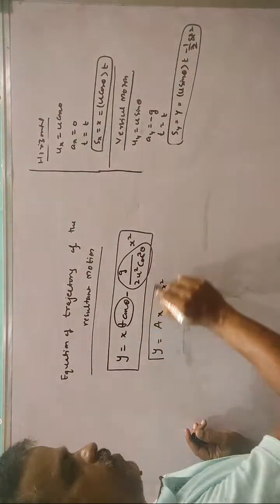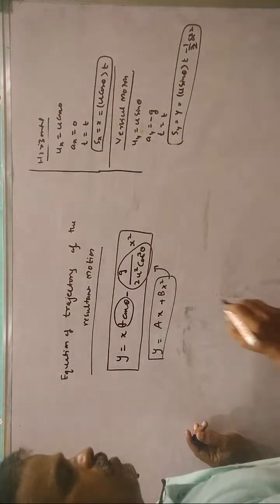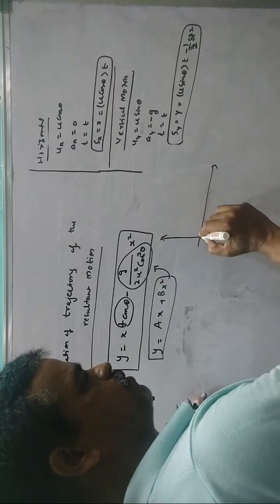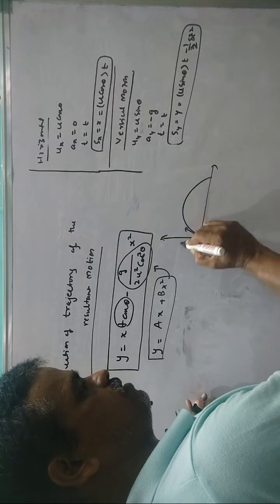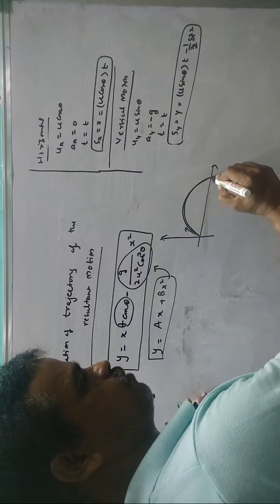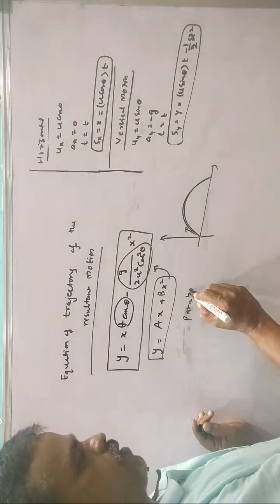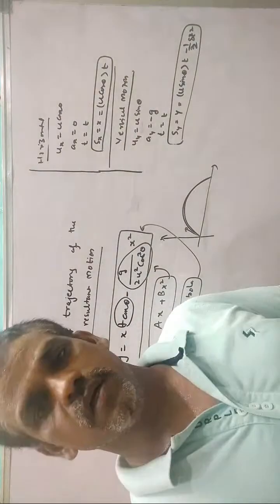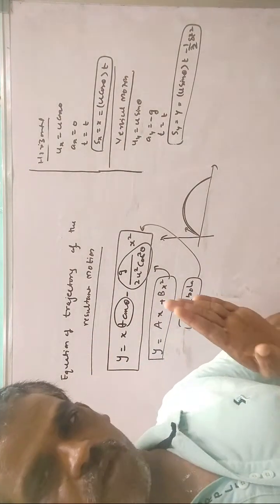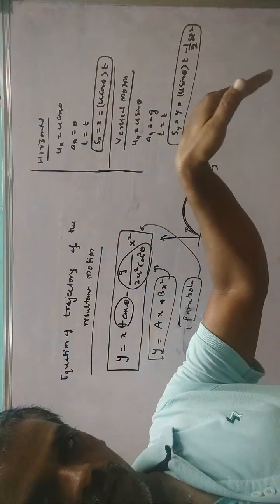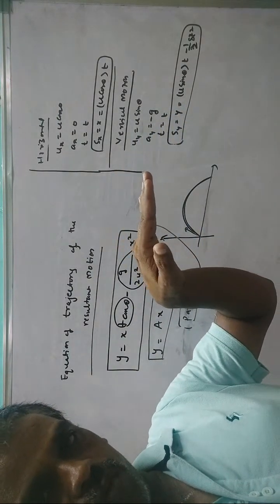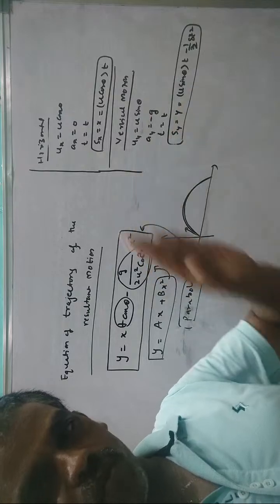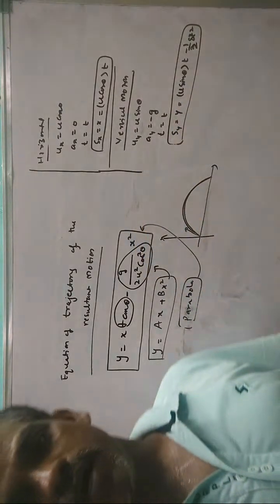You compare with this equation, so we can say the total trajectory of the obliquely projected body will be like this. It is like a parabola. So this equation is nothing but a parabolic equation. When a body is projected obliquely, it goes up to maximum height, then falls to the earth. So the path of the motion is like a parabola.